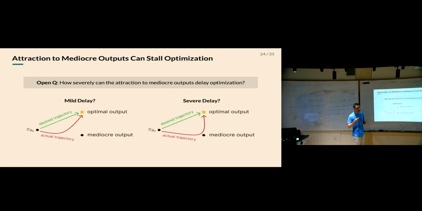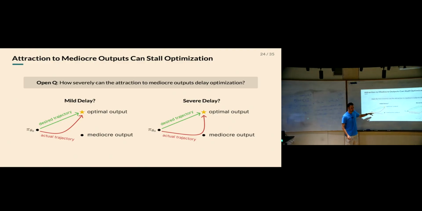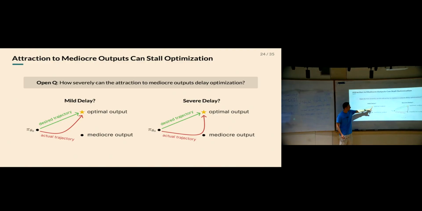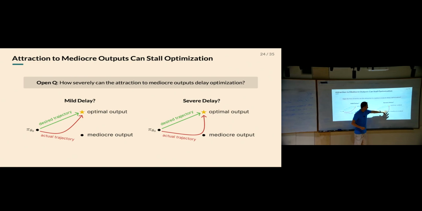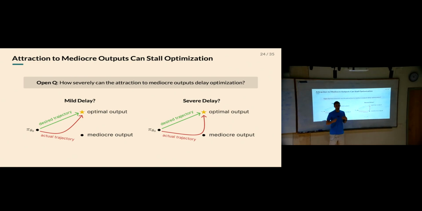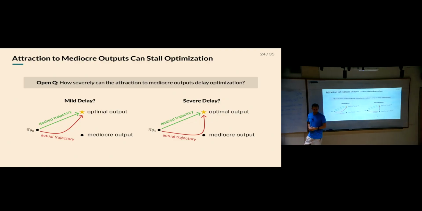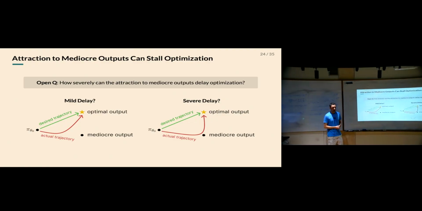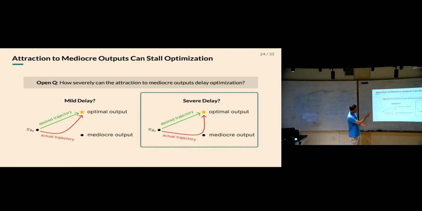And you can imagine two worlds. Okay, in one world, this is a mild delay. Okay, initially the gradient points towards the wrong direction, but then it quickly corrects course and you reach pretty fast the optimal output. But in the other world, maybe you go towards the mediocre output, then you get stuck around it for a long while, and then it will take you a long time before you eventually reach the optimal output, if at all. And what we're going to see is that this can cause a severe delay. Okay?